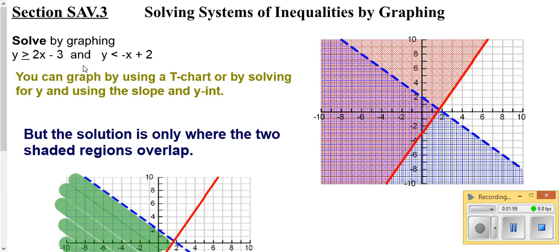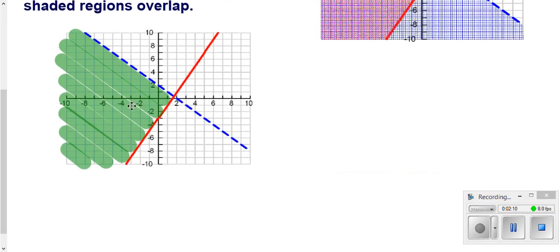Now, this is an and statement, so you're really only looking at where the two regions overlap. Well, these two regions overlap only where it's purple, so your final answer should just be this here.